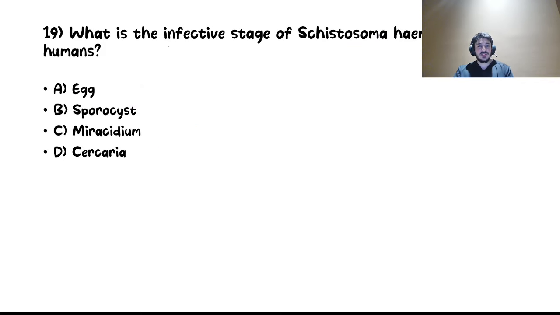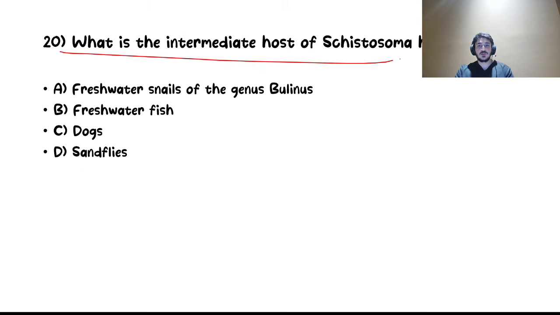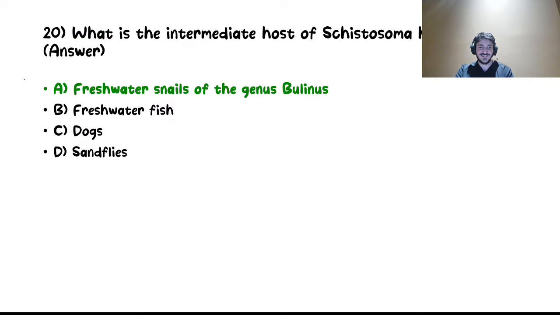But what is the infective stage of Schistosoma haematobium for humans? We said it's cercaria. And if there's one name I would remember from all the cycle, it would be cercaria. If it's difficult for you to remember all of them, just remember cercaria. Right. What is the intermediate host of Schistosoma haematobium? What did we say? Is it freshwater fish? No. Is it dogs? No. Is it sandflies? No. It's freshwater snails. Bulinus, or whatever this is.